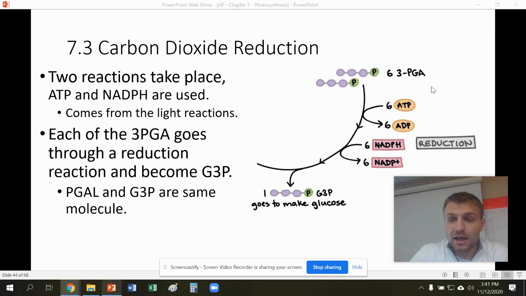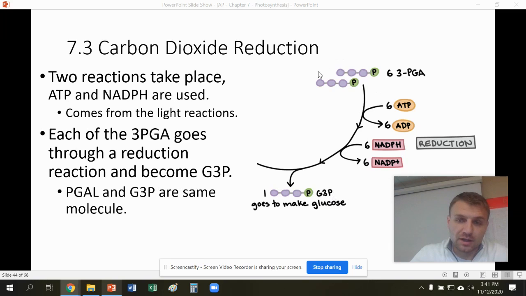What comes in here and is going to react with the 3-PGA is 6 molecules of ATP and 6 molecules of NADPH. We got those from what? We got those from the light reactions, okay? ATP and NADPH are high energy molecules, and they're going to energize, or at least change, the 3-PGAs with the help of many enzymes to make something called G3P.